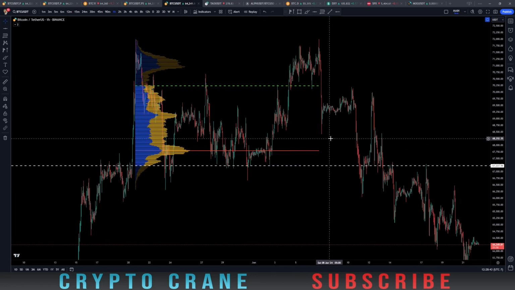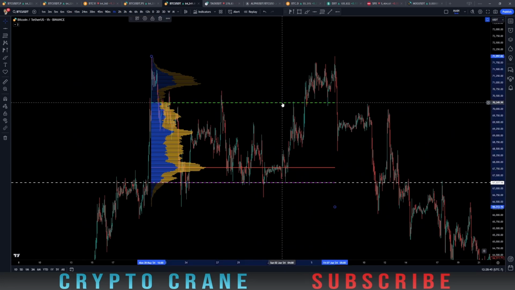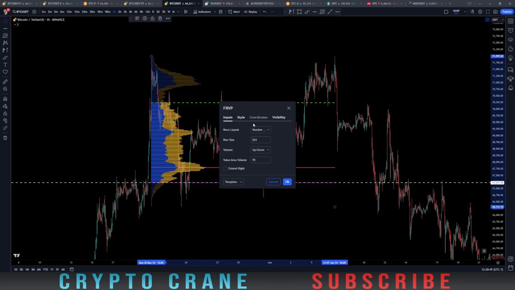Let's talk about this visible range. First off, you're going to notice if you pull this up yourself, it's not going to look the same as mine. What I've gone ahead and done is added the row size of 224. This is not an exact number at all. You can do kind of whatever you want here, but the higher it is, the more detailed it's going to be. Somewhere in the 200s seems to work pretty well for me. Everything else here is left the same though.